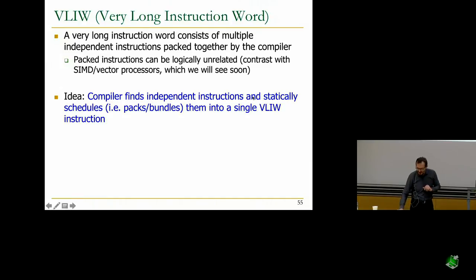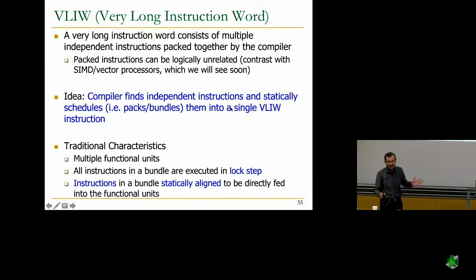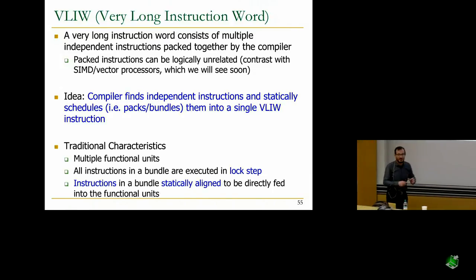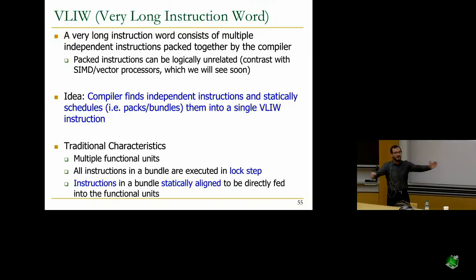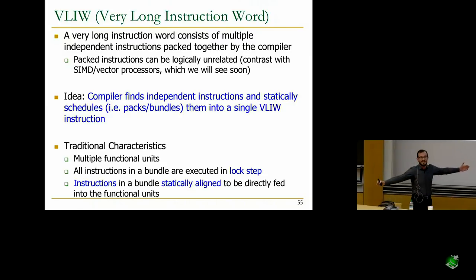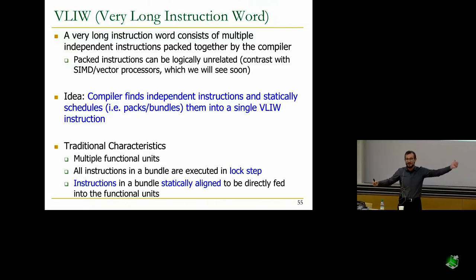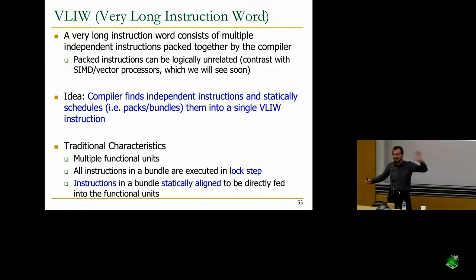Okay, and we already said this. The compiler finds independent instructions statically and statically schedules, packs, or bundles them into a single VLIW instruction. So, traditional characteristics: you want multiple functions. The reason this was developed is you want to be able to execute many instructions per cycle. In fact, we will see that one of the machines had 28 instructions per cycle.